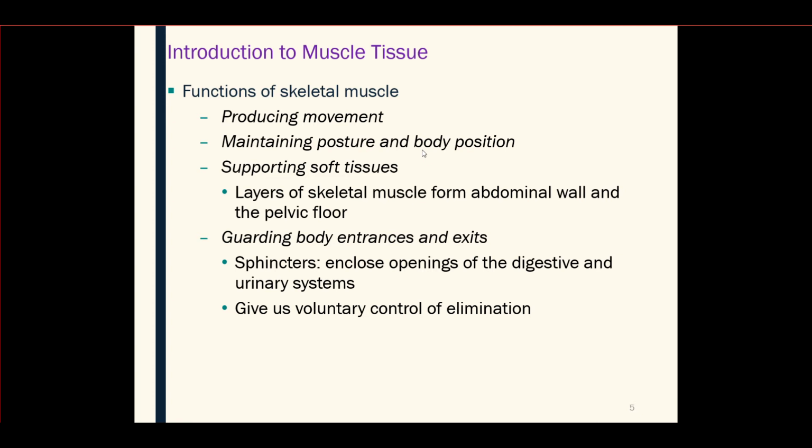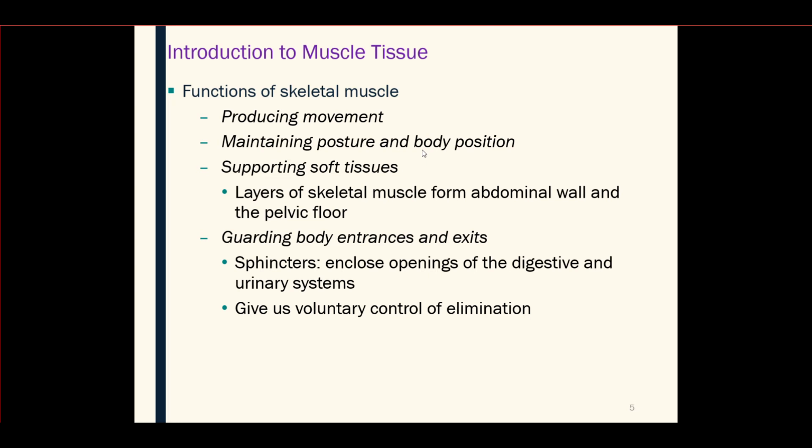Skeletal muscles also support soft tissues. Some good examples would be this. Our abdominal wall in the front of your abdomen is keeping all of your intestines in and your reproductive organs, that type of thing, as well as the muscles on the pelvic floor, right? They're keeping our organs from falling out through the pelvis, right? So these are what we would consider supporting soft tissues, but they're made up of skeletal muscle.